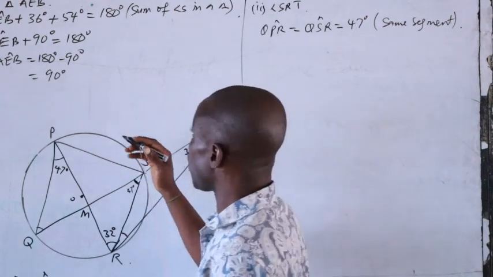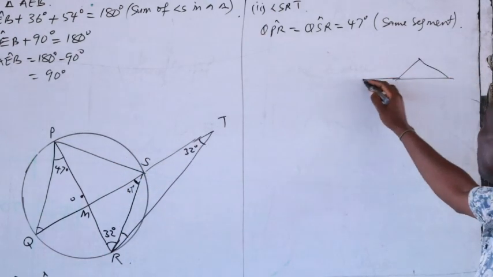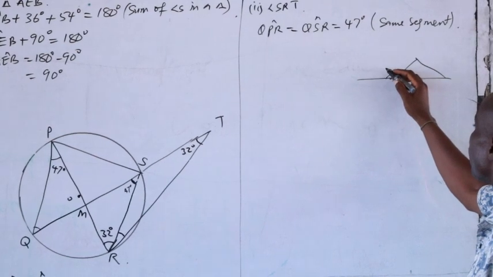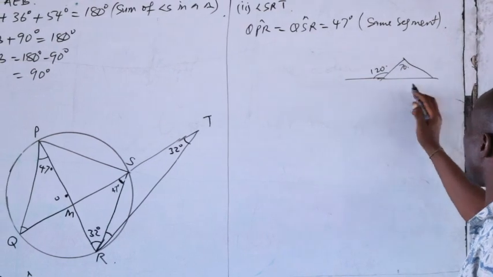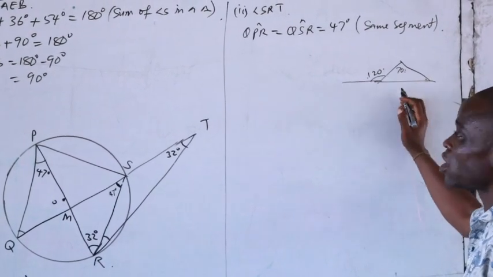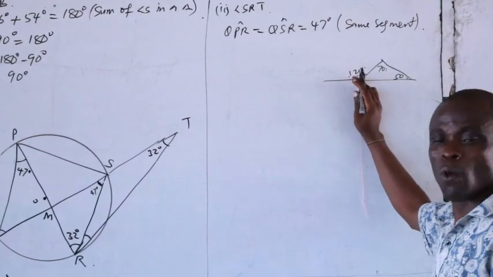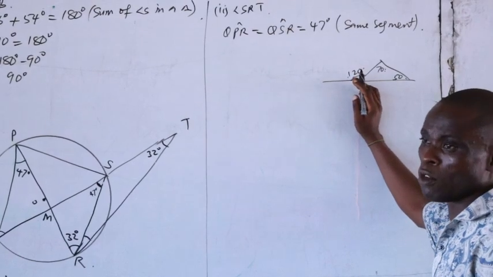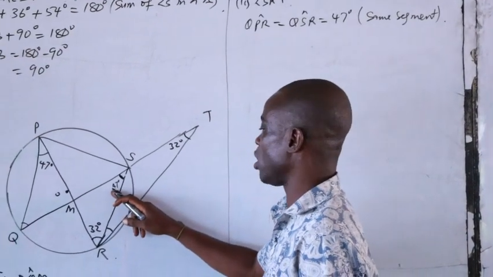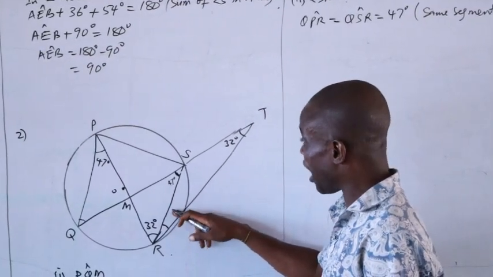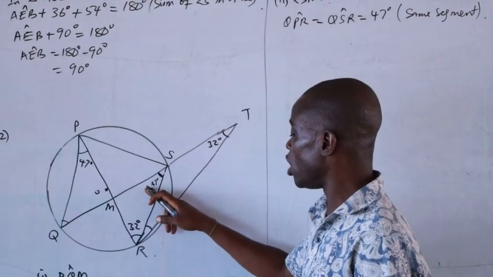The reason is this. When you have a triangle like this, if this exterior angle is 120 and this one is 70, without working it, the addition of these two is 120. So this angle is 50. It means that 50 plus 70 must give you 120. That is what is called the exterior angle of a triangle. So in this case, 47 happens to be the exterior angle. Addition of this and this will give us 47.